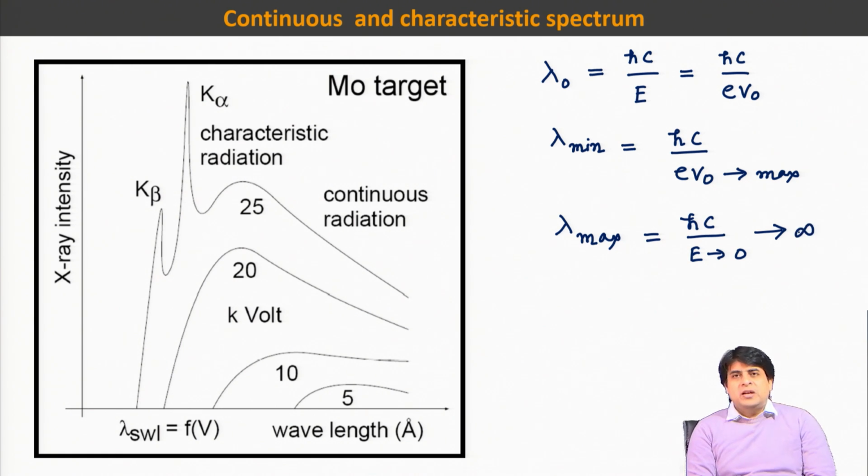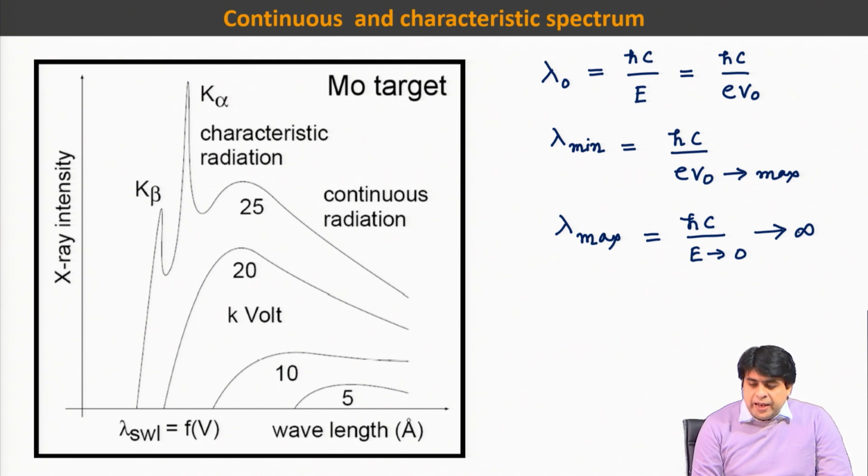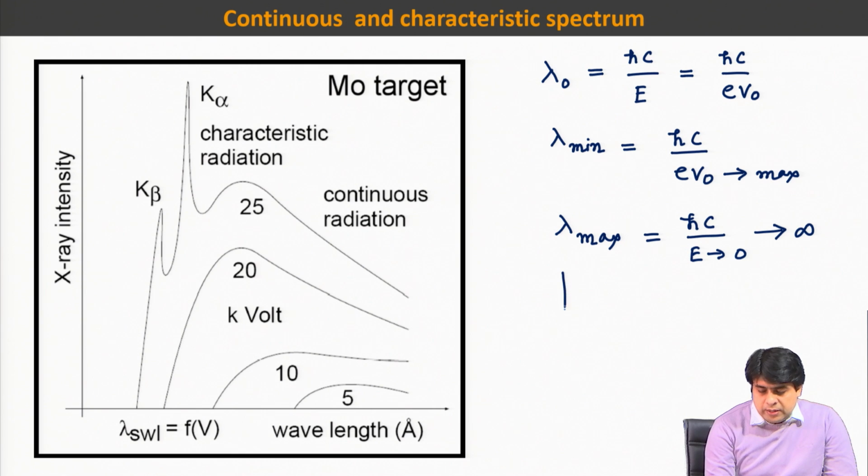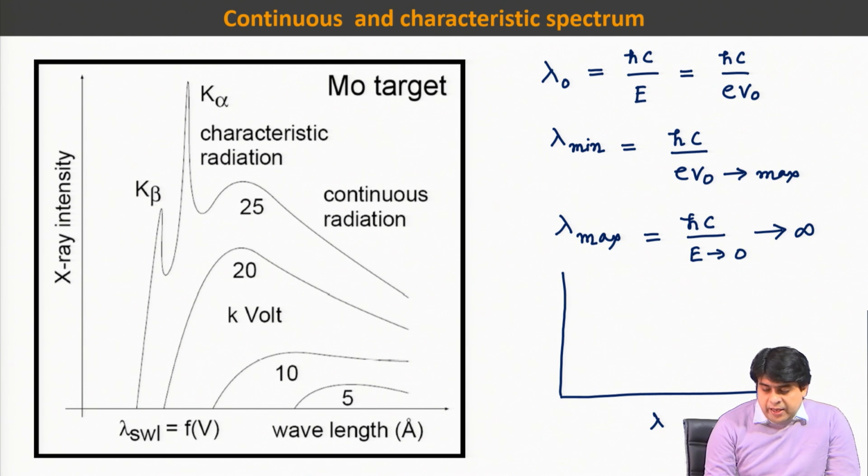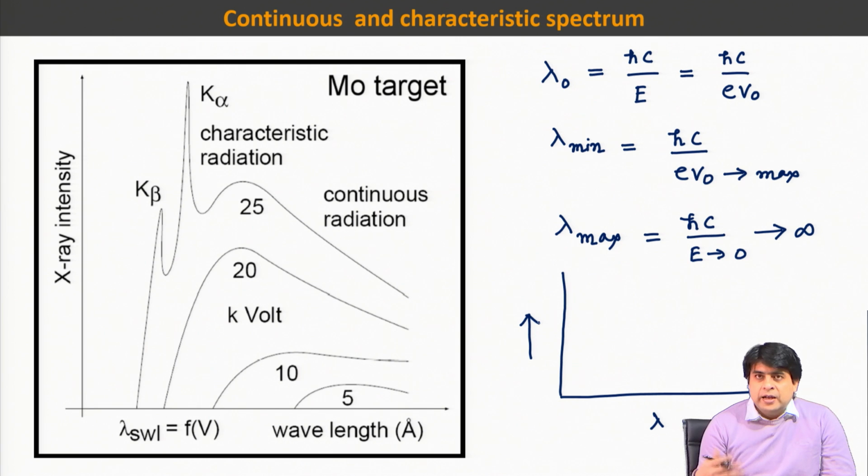So, if you try to plot the graph, with wavelength lambda increasing in this direction, and you take the number of photons produced by the interaction of the incident electron with the material.